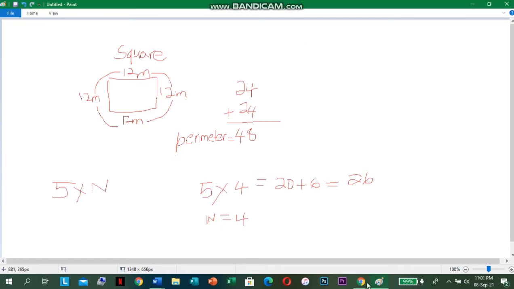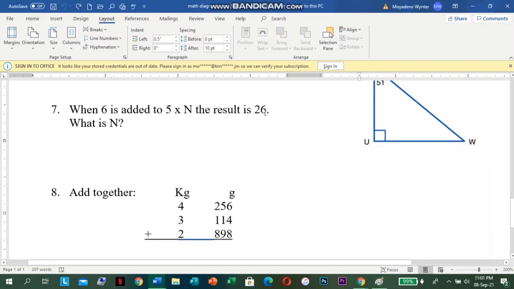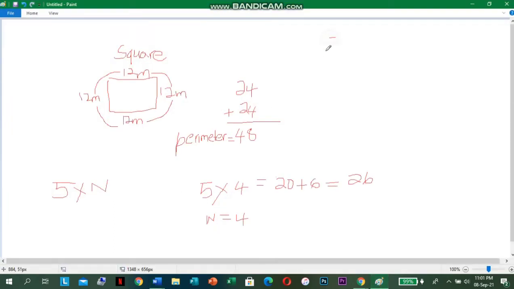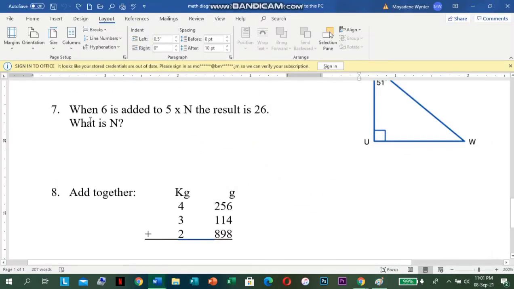So we can take this 26 and minus 6 from it. Because it says when 6 is added to 5 times n, the result is 26. So we can take the result, which is 26, and minus the 6, the one that will be added. So we take away from the result. So we say 26 minus the 6 that was added to the end result.